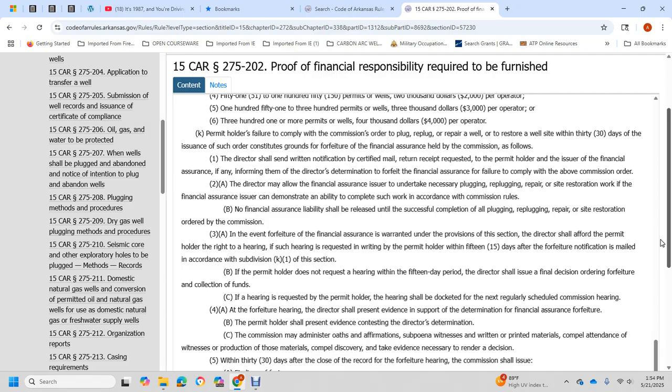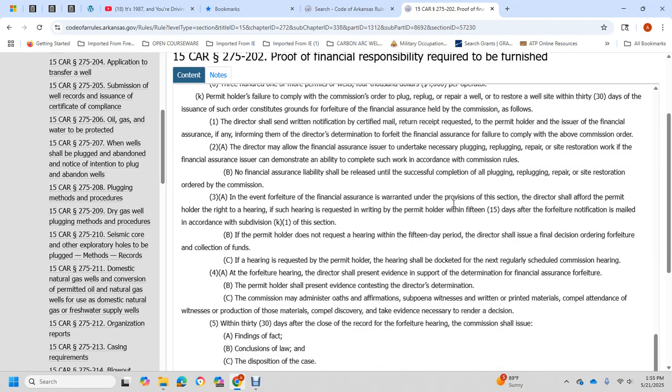The director shall afford the permit holder the right to a hearing if such a hearing is requested in writing by the permit holder within 15 days of the forfeiture notification mailed in accordance with subdivision K1 of this section. If the permit holder does not request a hearing within the 15-day period, the director shall issue the final decision over the forfeiture and collection of the funds.